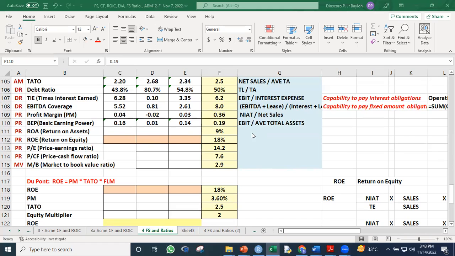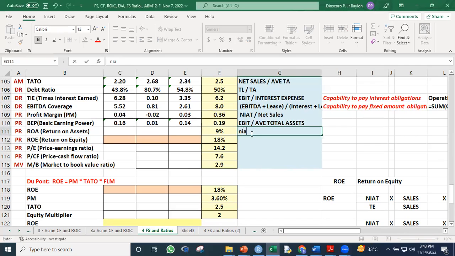All right, so what's the formula for ROA? Return on assets. That's your net income after tax divided by your average total assets. Net income after tax over average total assets. Okay.